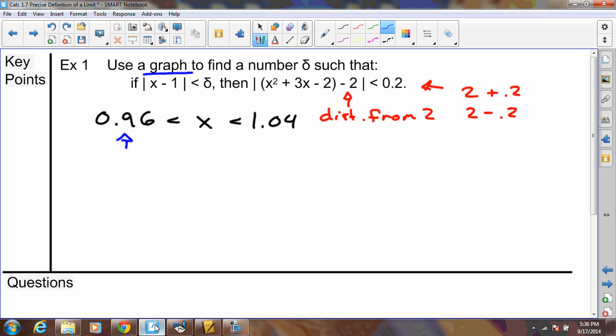This 0.96 is the x value that comes from having 2 minus epsilon. This is the one that comes from 2 plus epsilon. These are the x values that are getting associated with it. Well, my x is 1, so I need 1 plus delta, 1 minus delta. What is my delta value? Well, in this one, we should be able to see delta is 0.04 because it's 1 minus 0.04 or 1 plus 0.04.